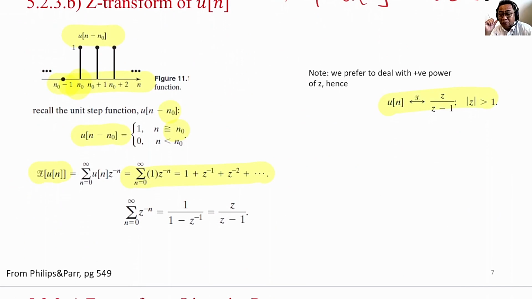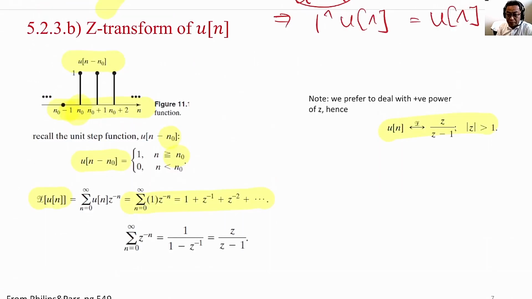So now we have dealt with the two most standard functions of Z transform, which is the Z transform of a to the power of n and the Z transform of u[n]. Thank you.